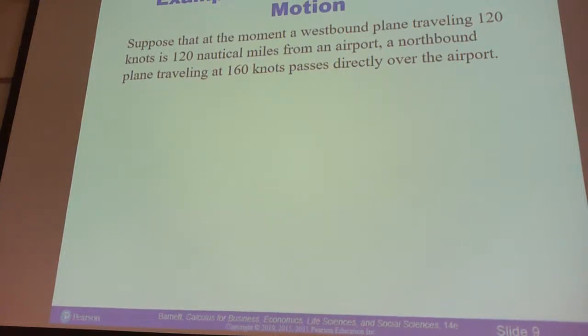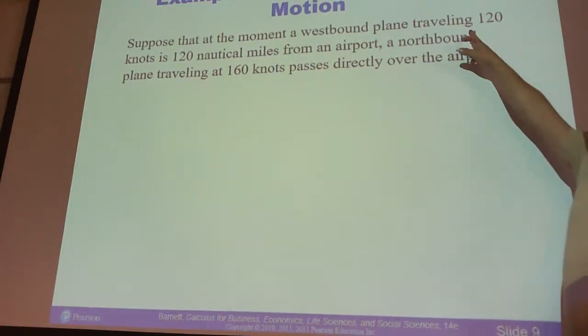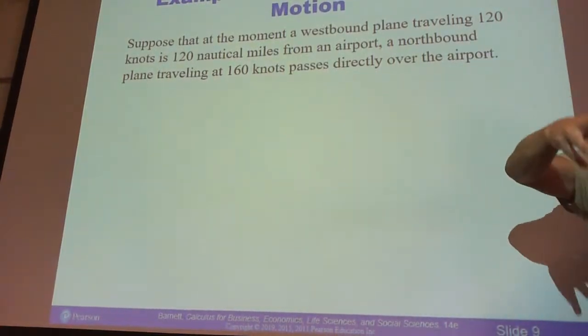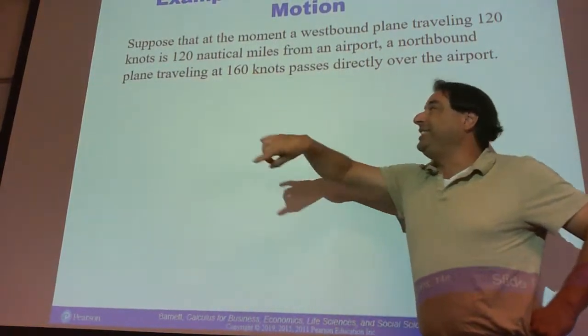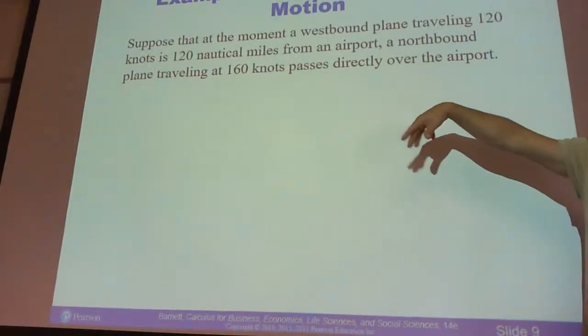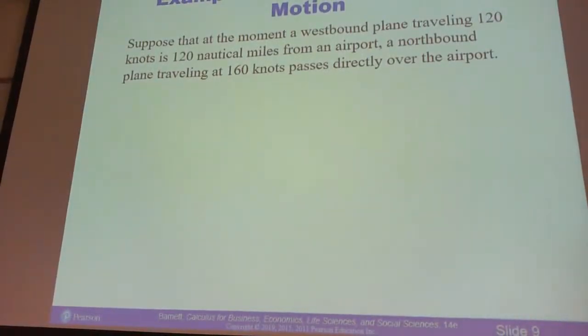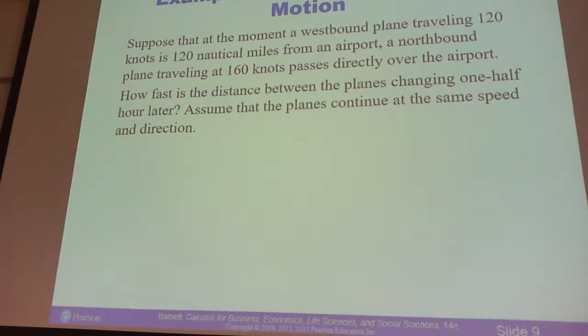So stop for a second. The reason why this is related rates is I have traveling 120 knots. That's a speed. That's a rate of change. 120 nautical miles is distance. 160 knots is the derivative. It's how it's changing. So let's get our equations, and then we can start working. So how fast is the distance between the planes changing 1.5 hours later? Assume the planes continue at the same speed and direction.